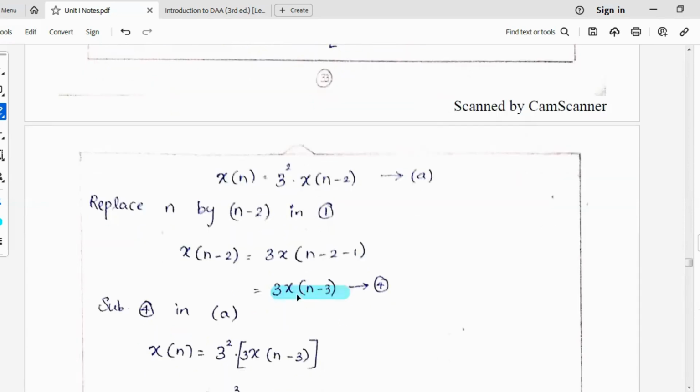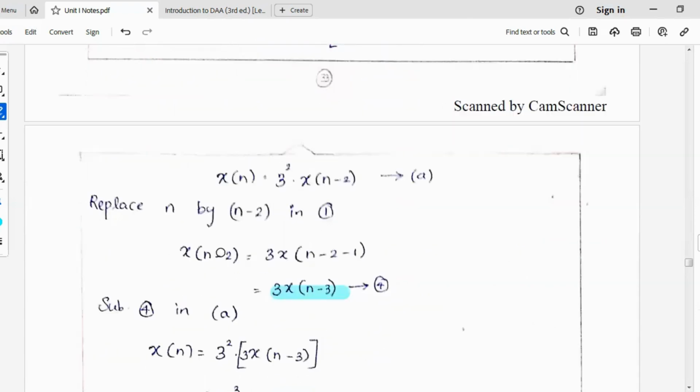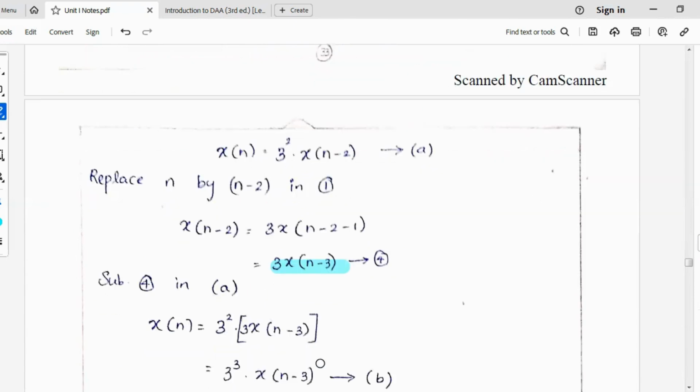Now I am going to substitute this in the previous recurrence relation of x of n. So x of n equal to already 3 squared x of n minus 2. x of n minus 2 is replaced by the expanded value, so 3 squared into 3x of n minus 3. So 3 power 3 x of n minus 3.